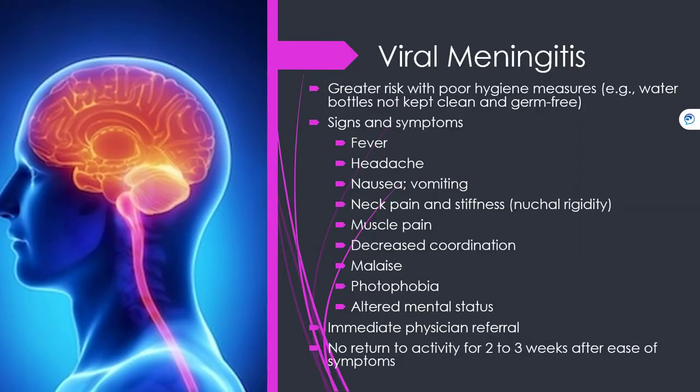Viral meningitis is an infection of the meninges, a thin layer covering the brain and spinal cord, by any one of a number of different viruses. It is a fairly common disease. We see approximately 500 to 700 cases that are reported each year.